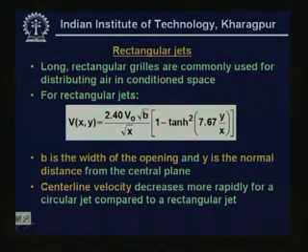And here, what is B? B is the width of the opening and y is the normal distance from the central plane. And the central line velocity decreases more rapidly for a circular jet compared to a rectangular jet. If you compare these two equations, you find that for a circular jet, the central line velocity decreases much more rapidly compared to a rectangular jet.